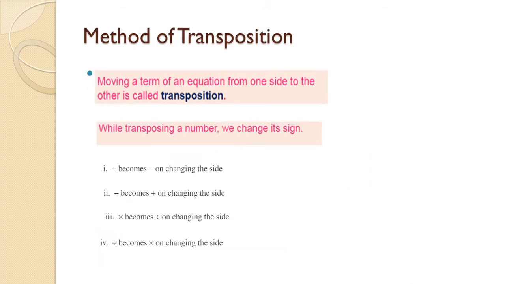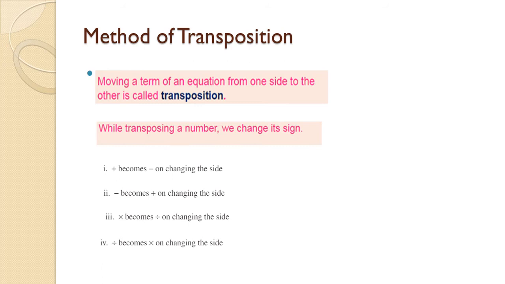So children, let us now continue with the next method, the method of transposition. See, keeping the variable on one side and moving all the other terms of an equation to the other side of the equation is called as a transposition. So whenever you change a number from one side to another, that is from LHS to RHS or RHS to LHS, the sign changes. So let us see.